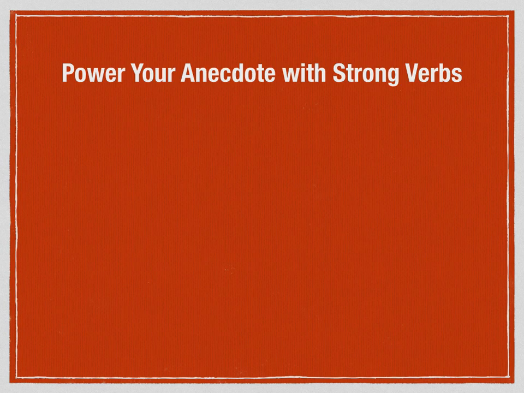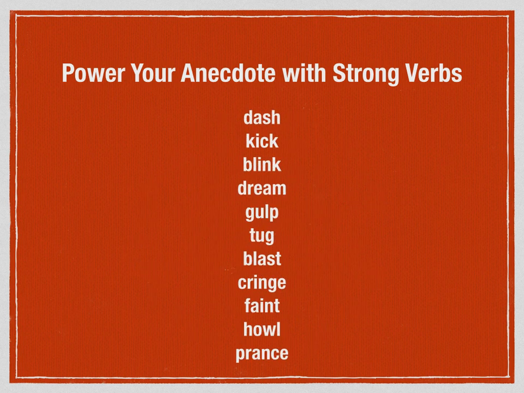Power your anecdote with strong verbs. When describing what happened, try to use power action verbs. Instead of, I was going to the front of the line, say, I raced to the front of the line, or I bolted, or sprinted, or dashed.